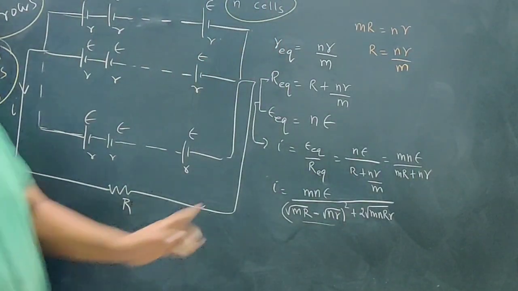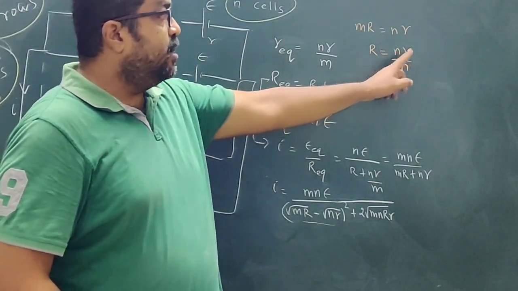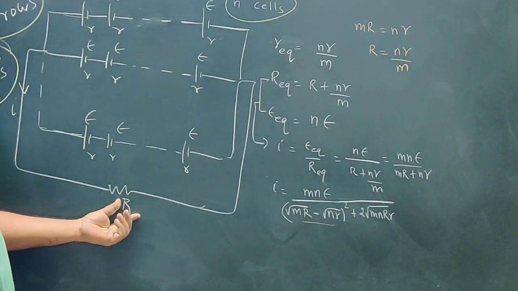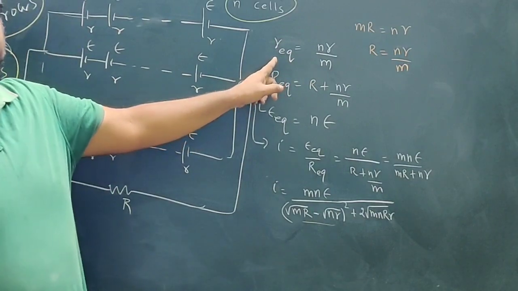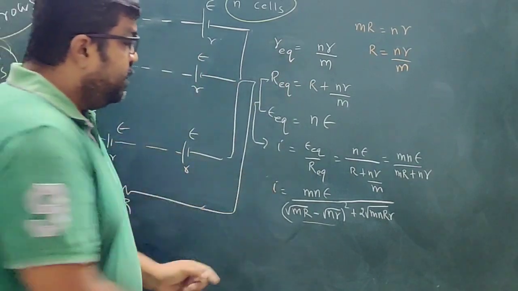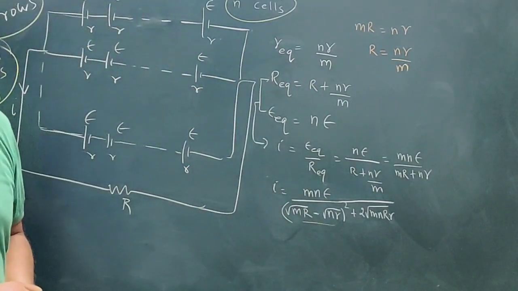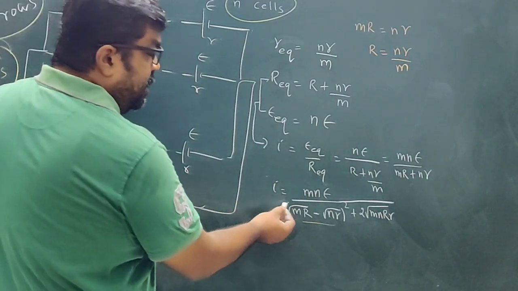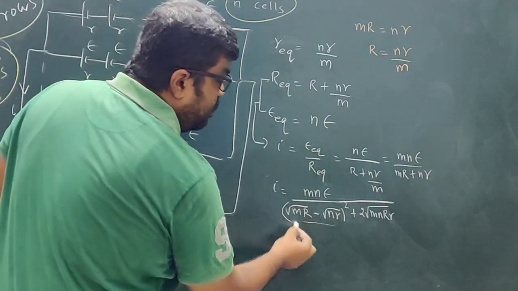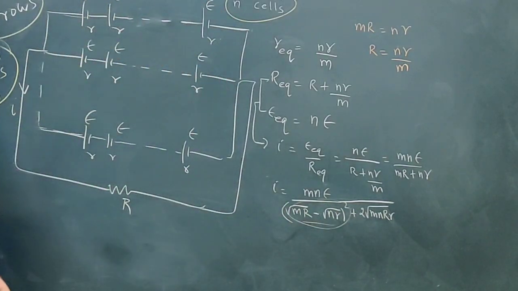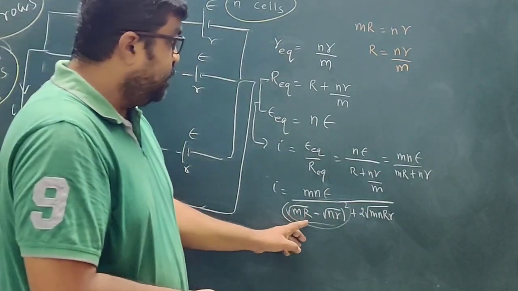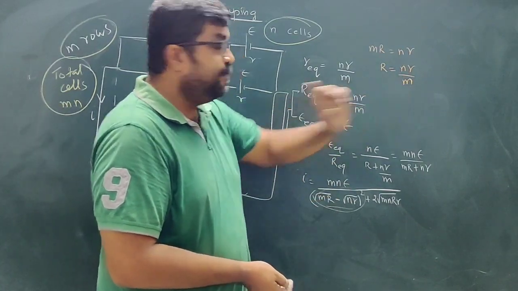R equal to nr by m. What is nr by m? It is the total internal resistance. So here this current will be maximum and the denominator is minimum. To minimize the denominator, I will make this quantity 0. Now for this quantity to be 0, that means R equal to nr by m.